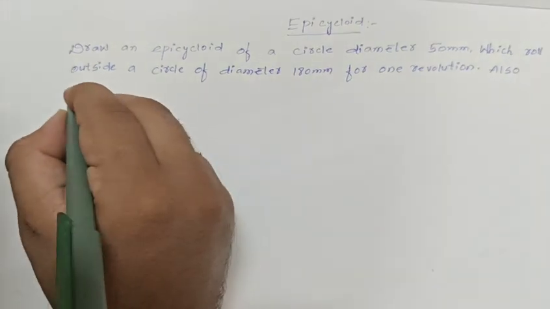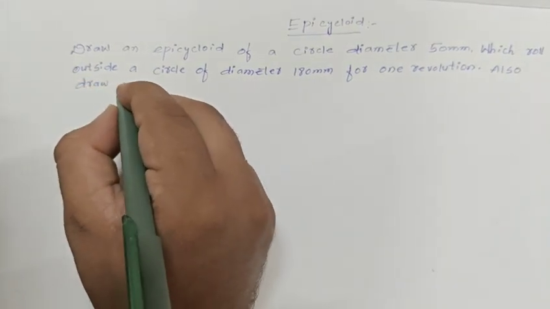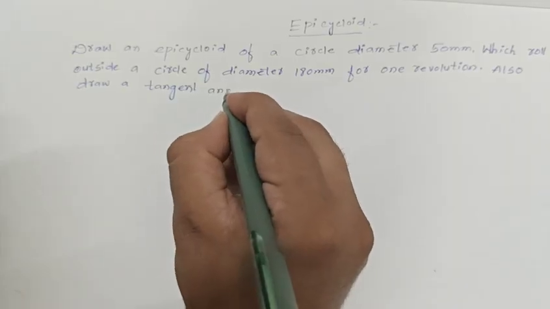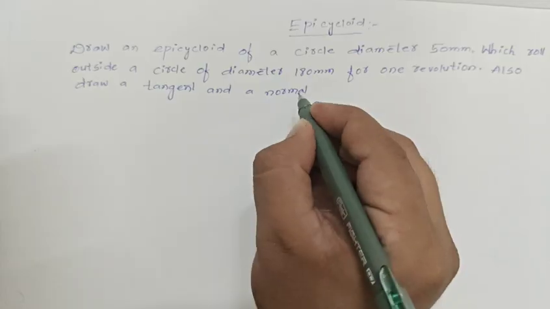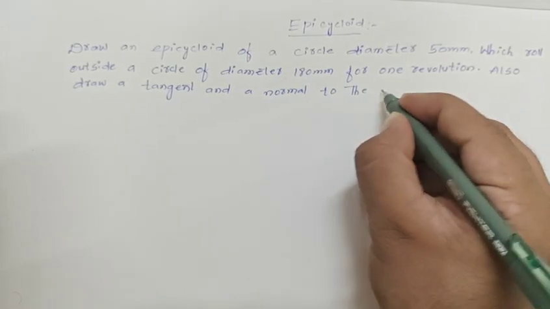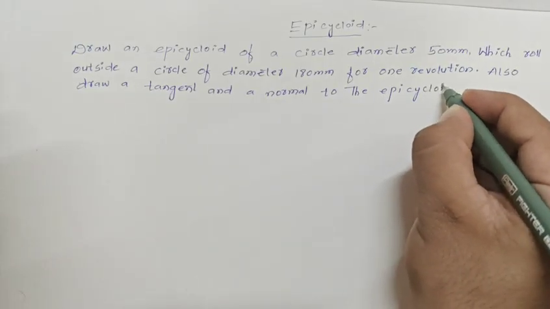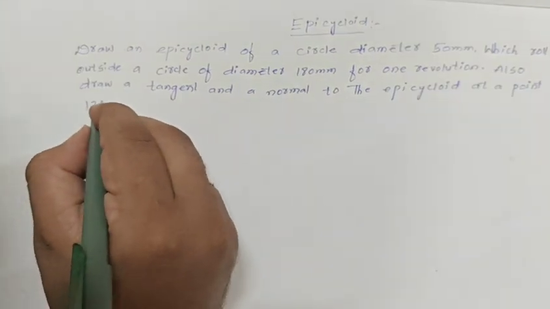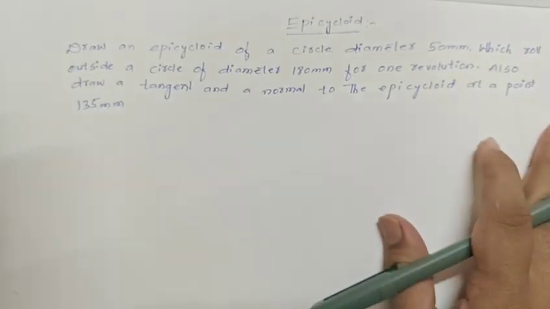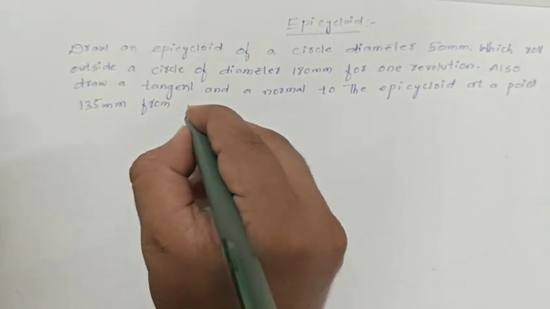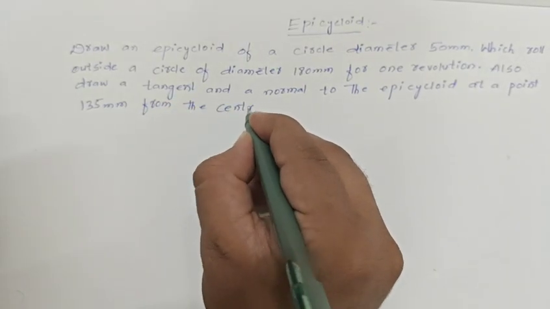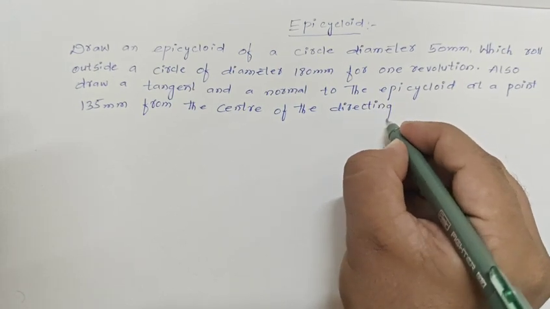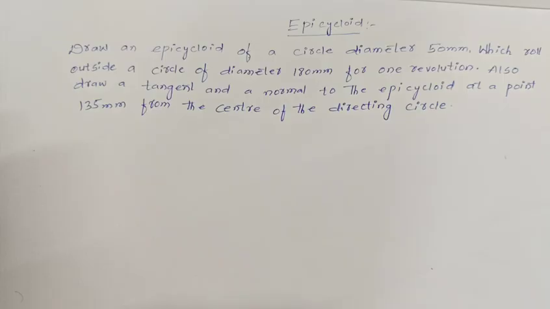Also draw a tangent and a normal to the epicycloid at a point 135 mm from the center of the directing circle. Clear? Let us see.